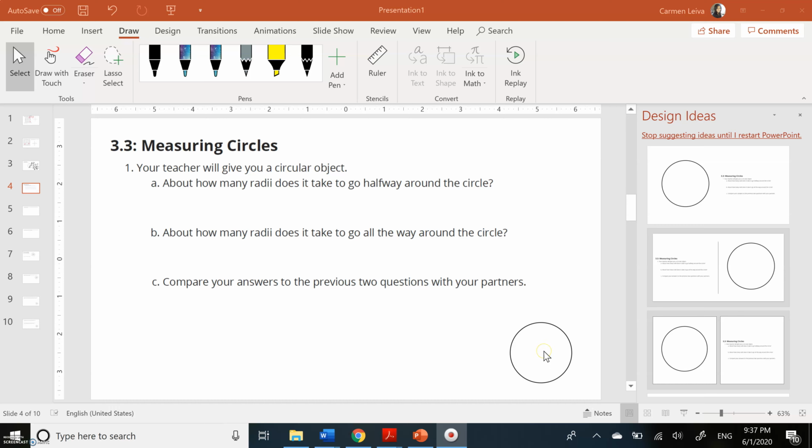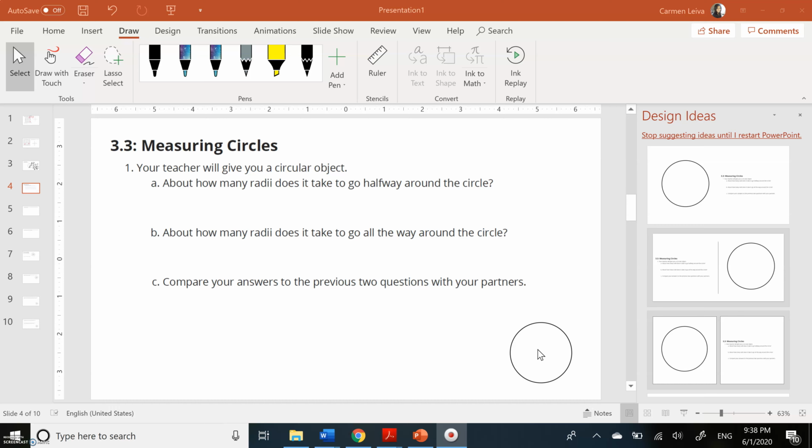So the question is, how many radii does it take to go half around the circle? So half of this pi, how many radii do I need? And radii is the plural of radius, by the way. How many radii do I need to go halfway around the circle? Just take a guess, take 10 seconds to think about it.